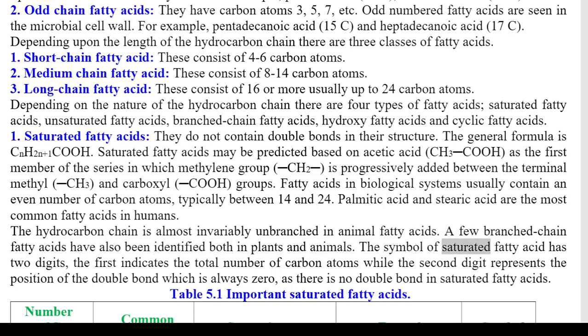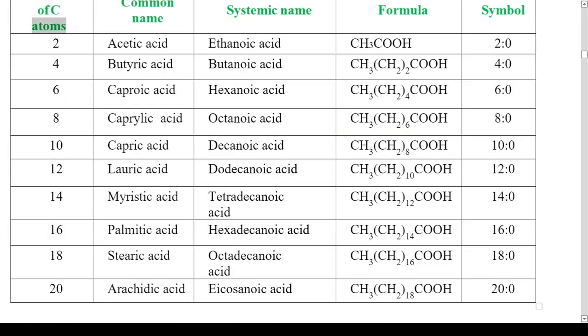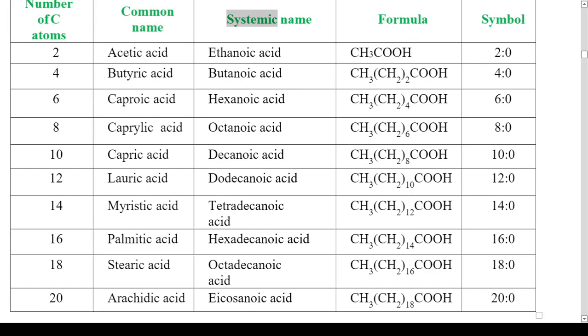The symbol of saturated fatty acid has 2 digits. The first indicates the total number of carbon atoms, while the second digit represents the position of the double bond, which is always 0, as there is no double bond in saturated fatty acids. Table 5.1 Important saturated fatty acids. Number of C atoms. Common name. Systemic name. Formula. Symbol. 2. Acetic acid. Ethanoic acid.